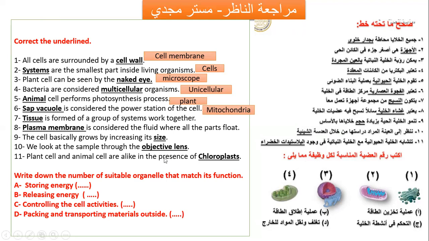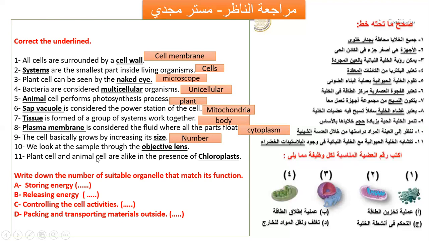Okay, so the whole human body consists of a group of systems. Plasma membrane is considered the fluid where all parts are fluid. Yes, this is the thick liquid, or gelatinous liquid, inside the cell. The cell basically grows by increasing its size. So we said the cell grows by increasing what? Yes, its number, not size. So the cell grows by increasing number.